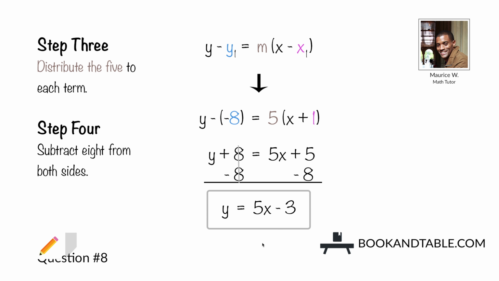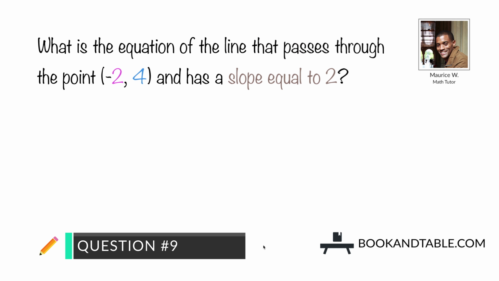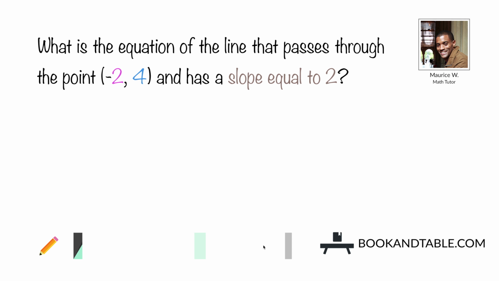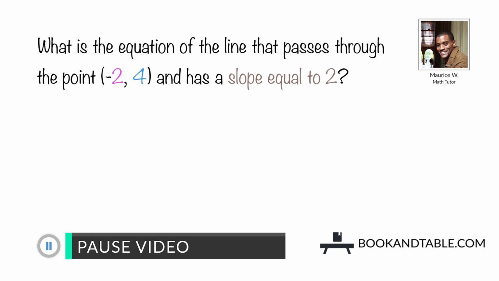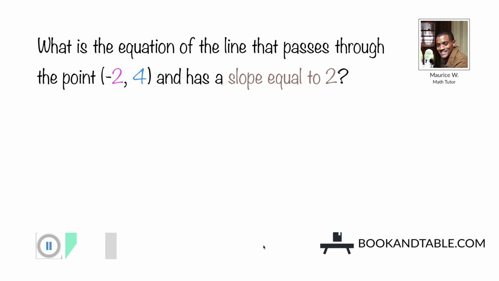Question number 9. What is the equation of the line that passes through the point -2, 4 and has a slope equal to 2? Pause the video, answer this question, and then press play when you are ready to begin.